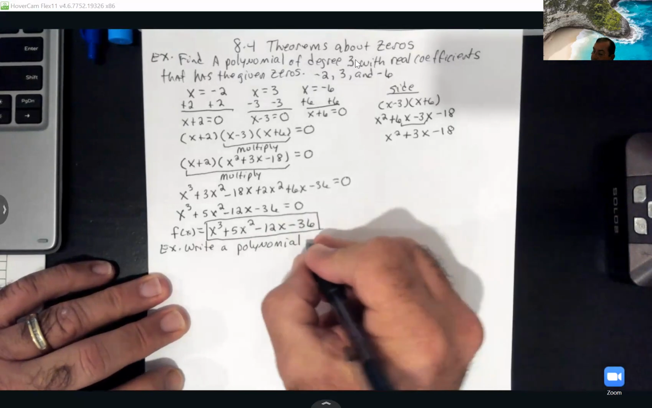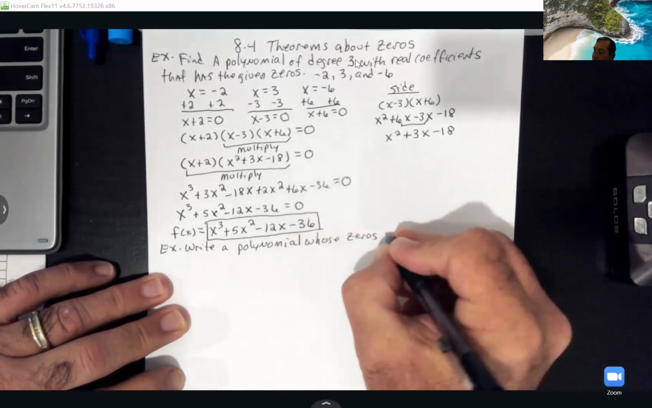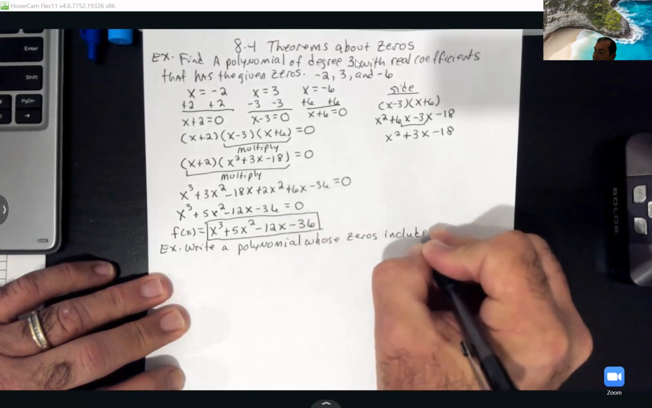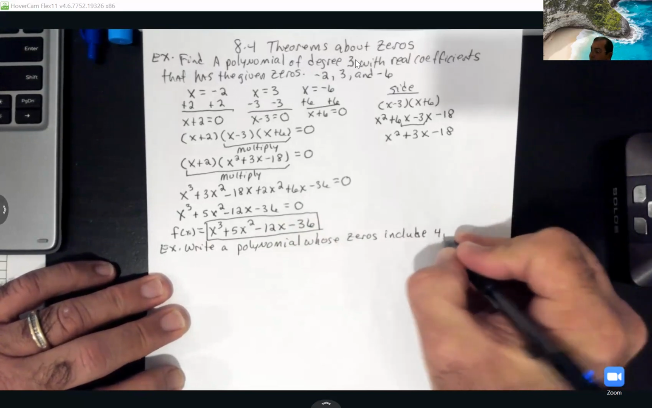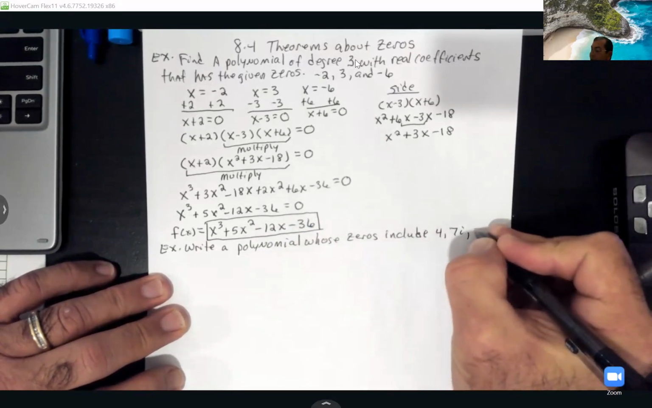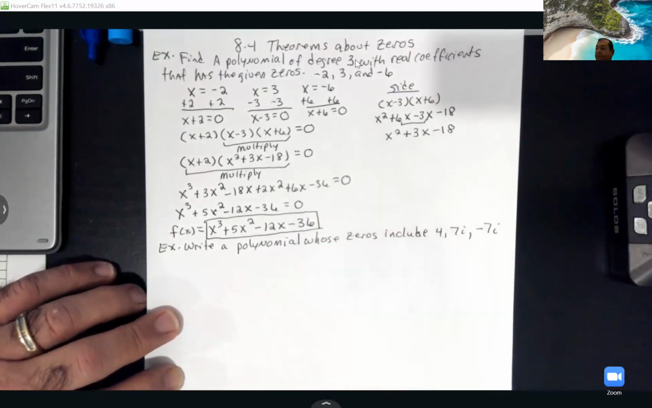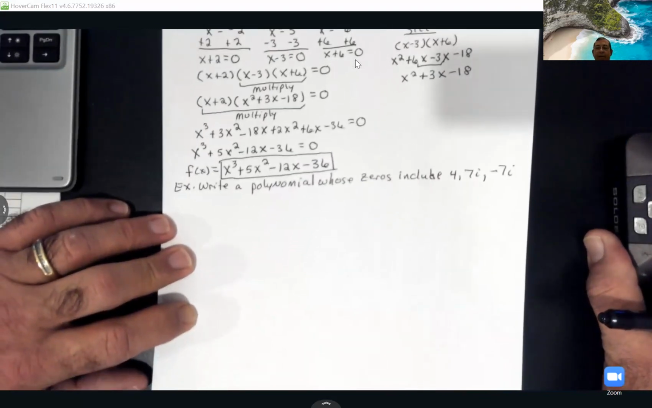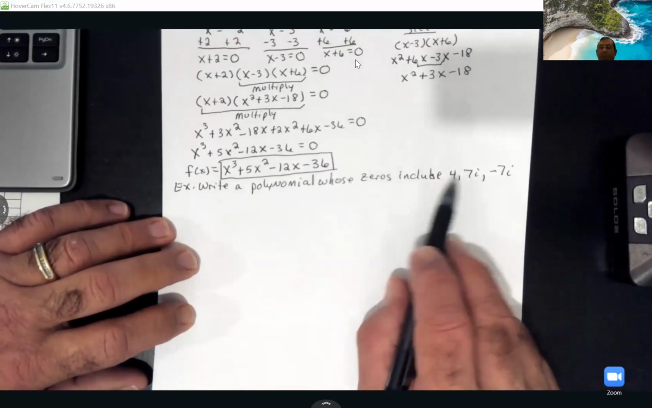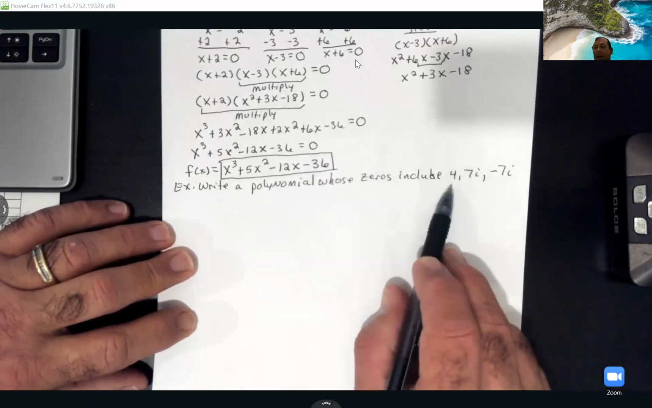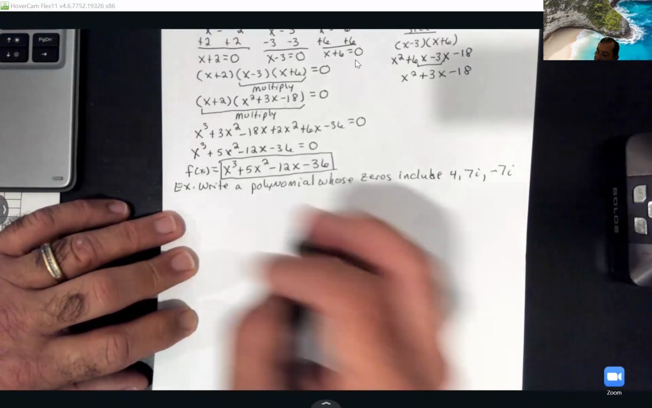Whose zeros include 4, 7i, and negative 7i. So we got some imaginary zeros this time, okay? But y'all, we're going to work it the same way. We got 3 zeros. So we're going to set them up as solutions.